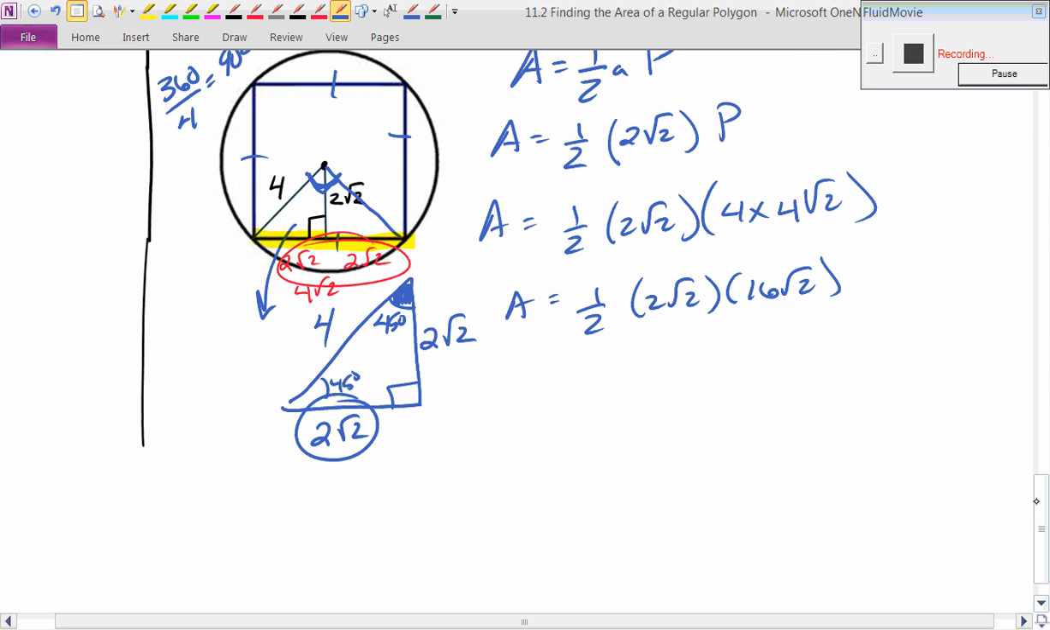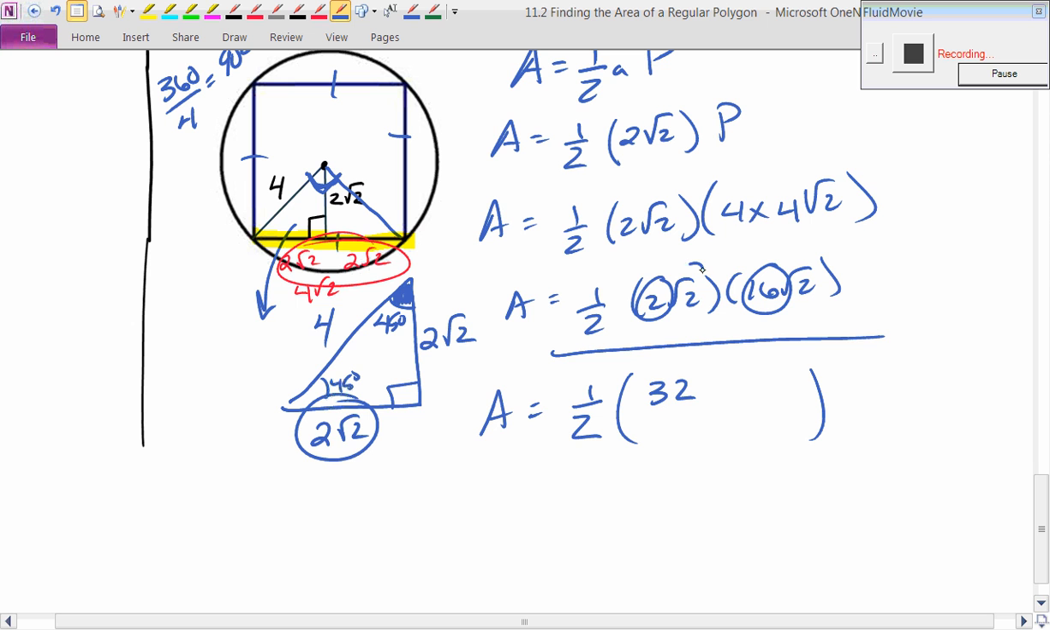All we have to do now is clean this piece up. No problem. All right, so we're going to have 1/2 times, let's see here. What is 2 times 16? 32. Good. What is the square root of 2 times the square root of 2? 2. So 16 times 2. Oh, wait. And then the 2's cancel out, don't I? So what's my area? 32 units squared.